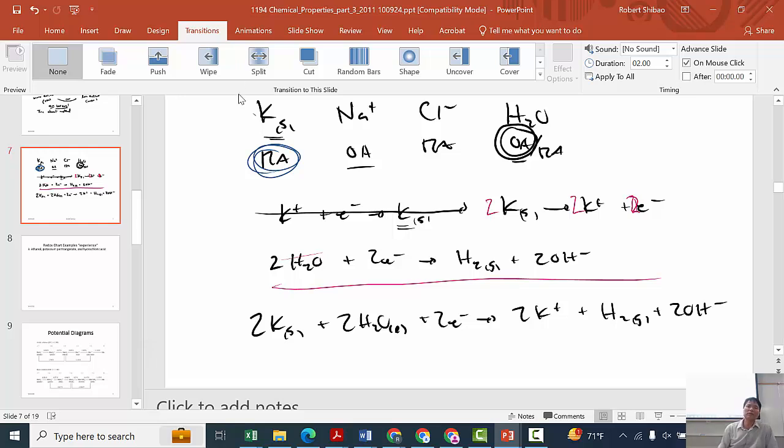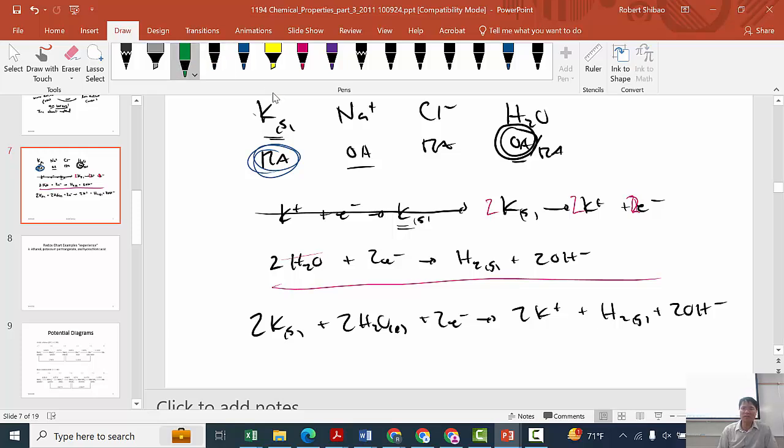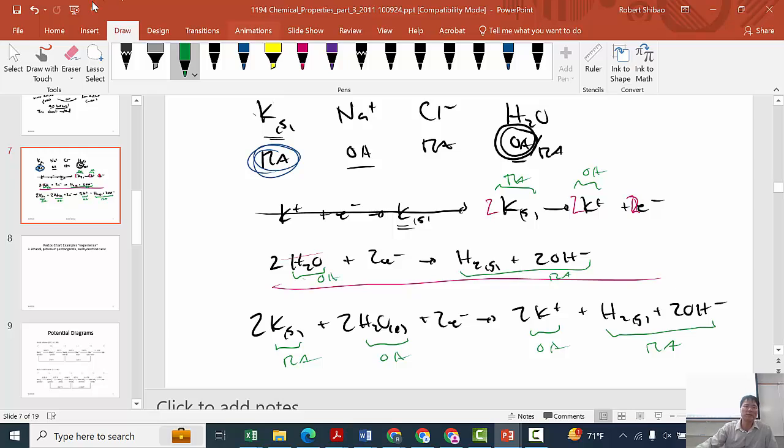Then I look for a driving force. The driving force I'm just going to base on the half reactions. The half reaction is the easiest place. So this is losing electrons, that's my reducing agent. This is gaining electrons, this is my oxidizing agent. And this is gaining electrons, this is my oxidizing agent, and this will be my reducing agent in the reverse direction. And so let's compare the 2 oxidizing agents, water versus potassium ions.